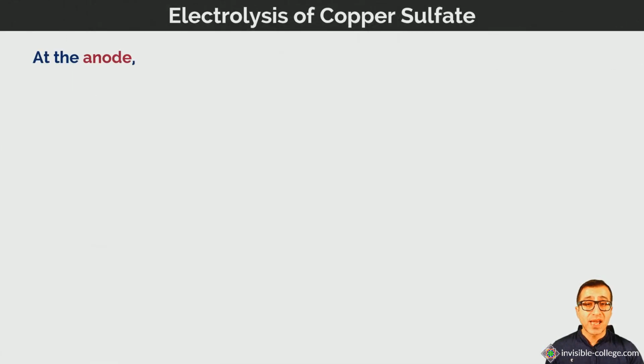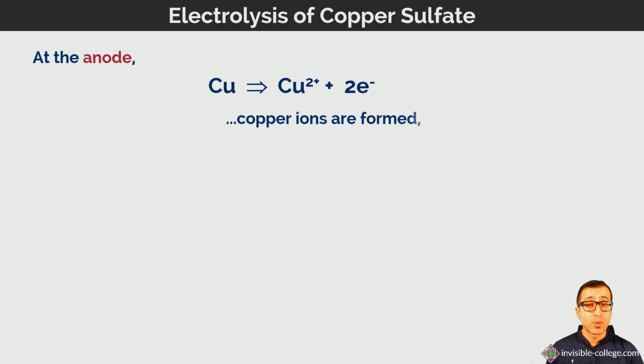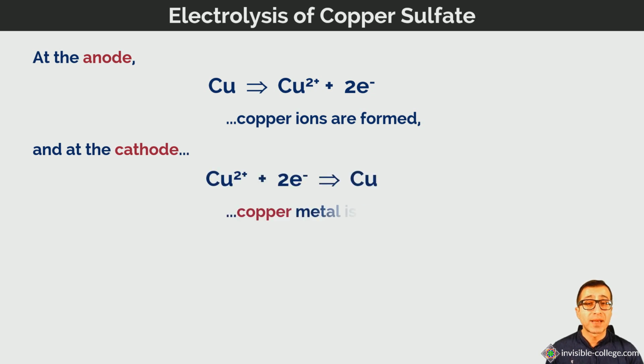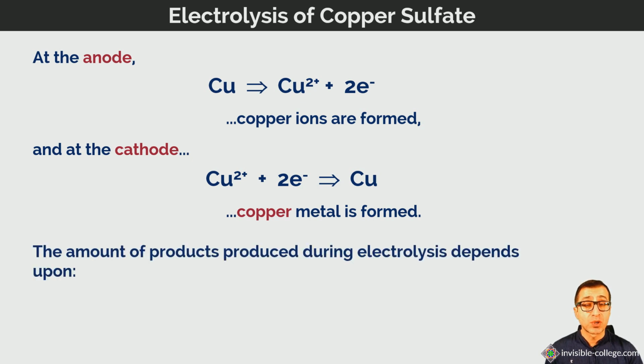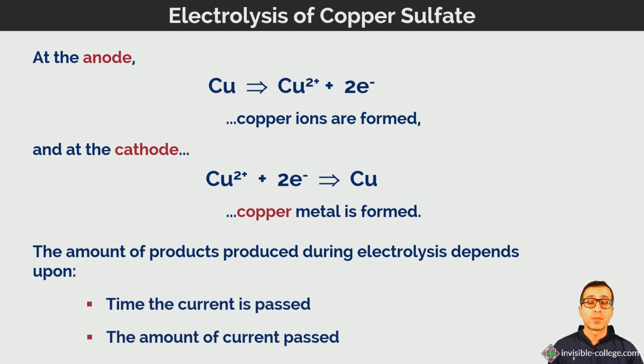So at the anode, in this case, we have copper giving up electrons to form Cu2+, so we're forming copper ions. At the cathode, we have copper ions gaining electrons to form copper metal. The amount of products produced during electrolysis will always depend upon how long the current is switched on for and the amount of current that has passed.